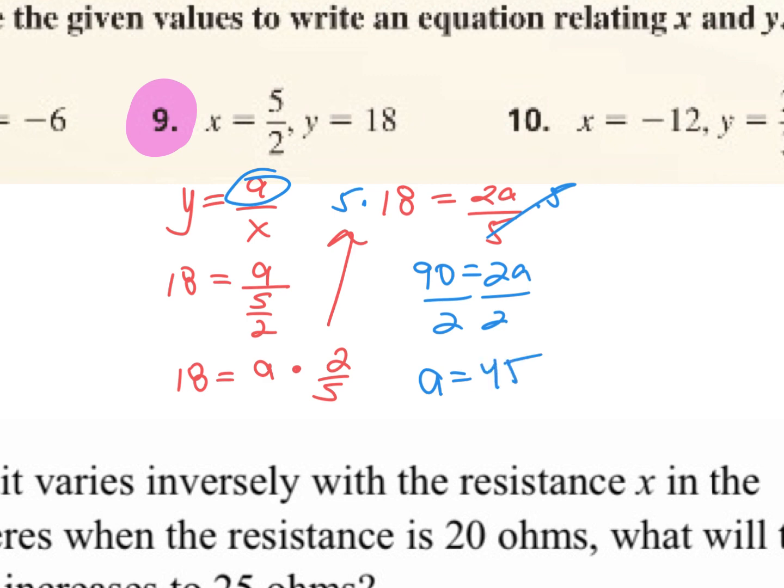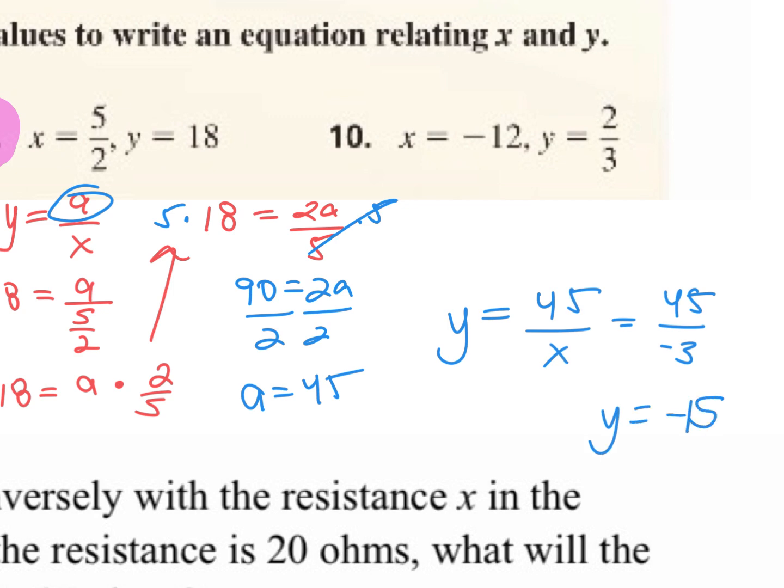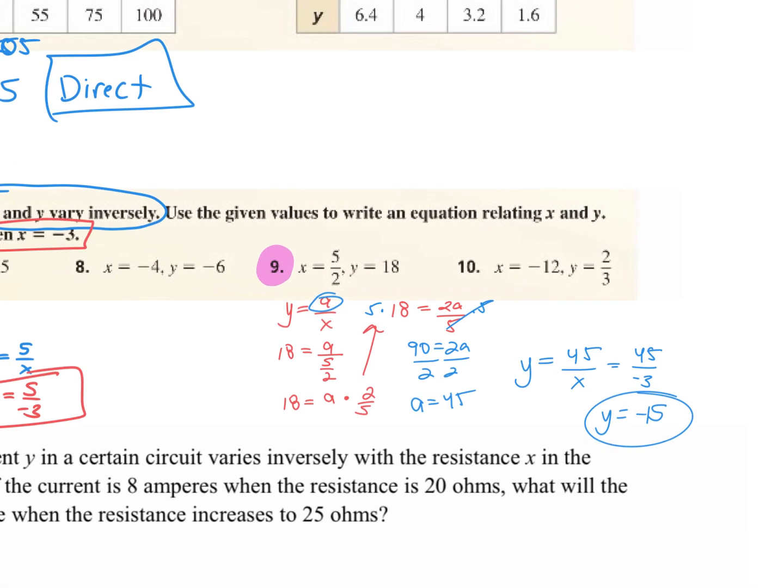45. Okay. Now that we found out what a equals, let's evaluate where x equals -3. So y equals 45 over x. When I evaluate where x is -3, I have 45 over -3. So what would y equal? -15.